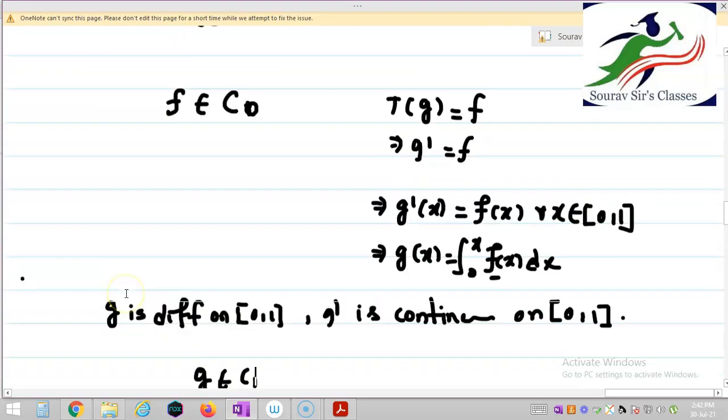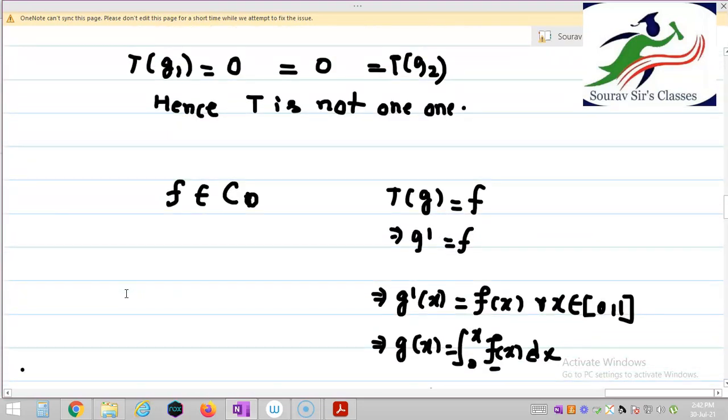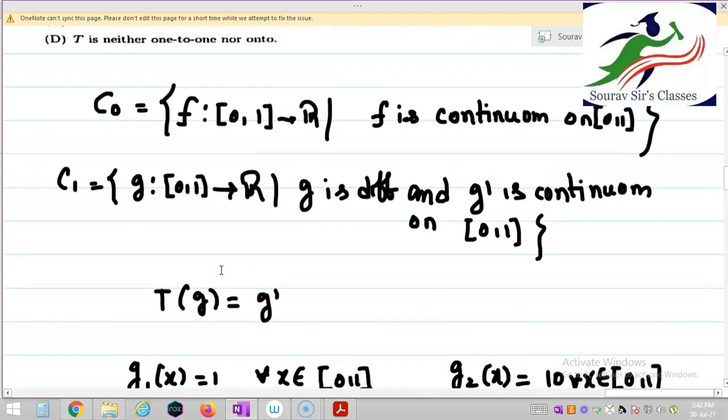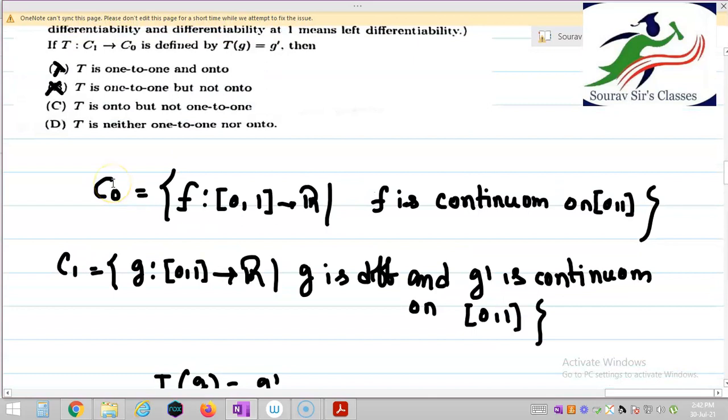So the preimage of f under T belongs to C1, and hence I can say that this mapping is onto. Therefore T is onto. So T is not 1-1, but T is onto. Let's see the options. You can see T is onto but not 1-1 is our option C, and hence I can say that option C is our correct option, right students? So we have solved this question.